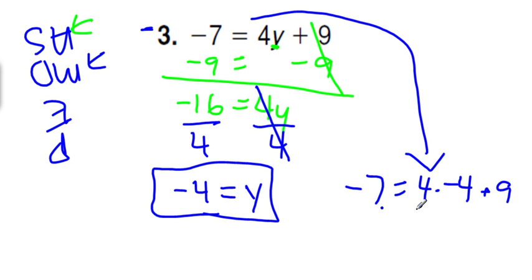Alright? So 4 times negative 4 is negative 16 plus 9. Over here this equals negative 7. So we work this out. So negative 16 plus 9, guess what? Equals 7. Or negative 7 rather.